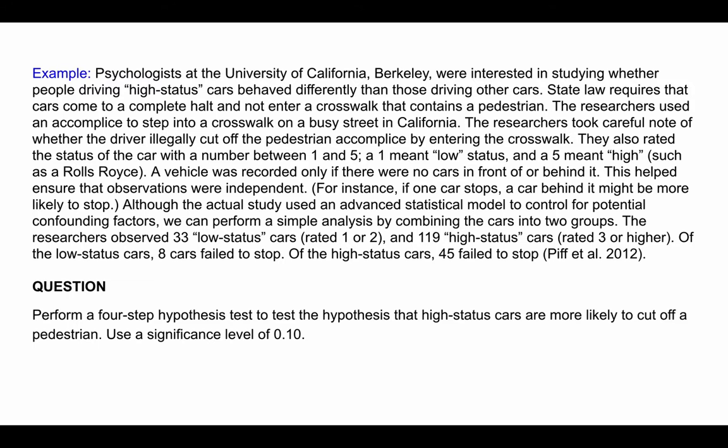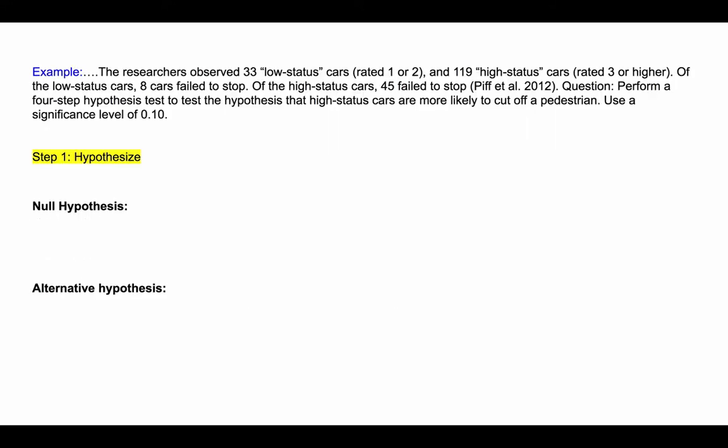So what are we going to do here? We're going to perform a 4-step hypothesis test to test the hypothesis that high-status cars are more likely to cut off a pedestrian. We're going to use a significance level of 0.10. Now, I had to cut off some of the description of this problem because it was just way too long, and then we wouldn't have been able to do any of the problem in the slides. So step 1 of a hypothesis test is to hypothesize. In other words, we need to figure out what's the null hypothesis and what's the alternative hypothesis given the scenario described.